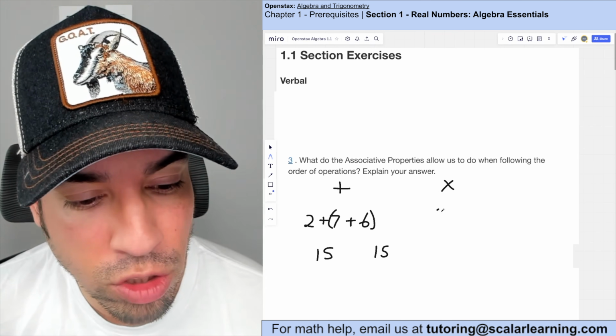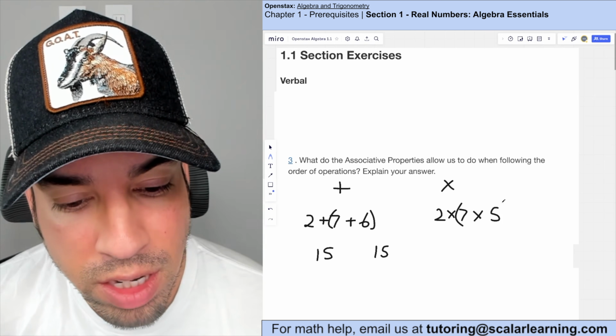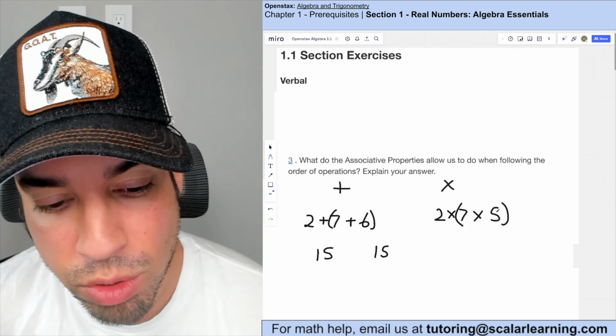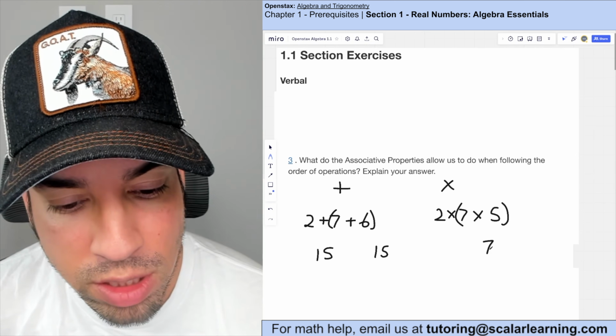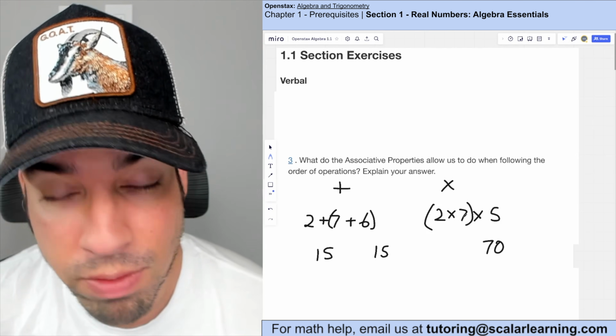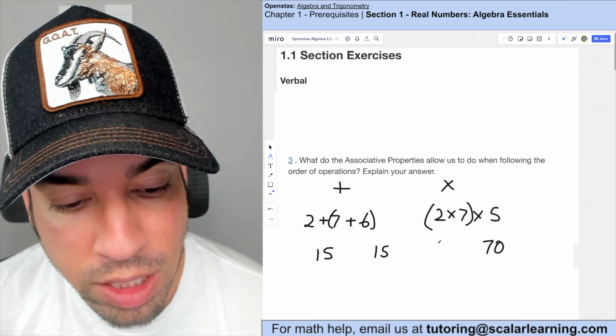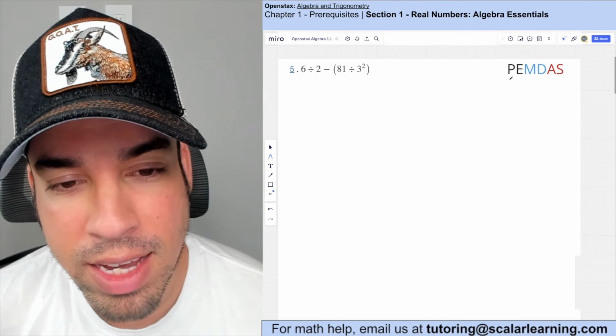Likewise with multiplication, 2 times 7 times 5. If I place parentheses here and group these together, associate these together, I would do 7 times 5 first, which is 35, times 2, which is 70. Alternatively, if I place parentheses here and here, I would do 2 times 7 first, which is 14, times 5, which again is 70. Now we're going to carry out this problem using order of operations, aka PEMDAS.